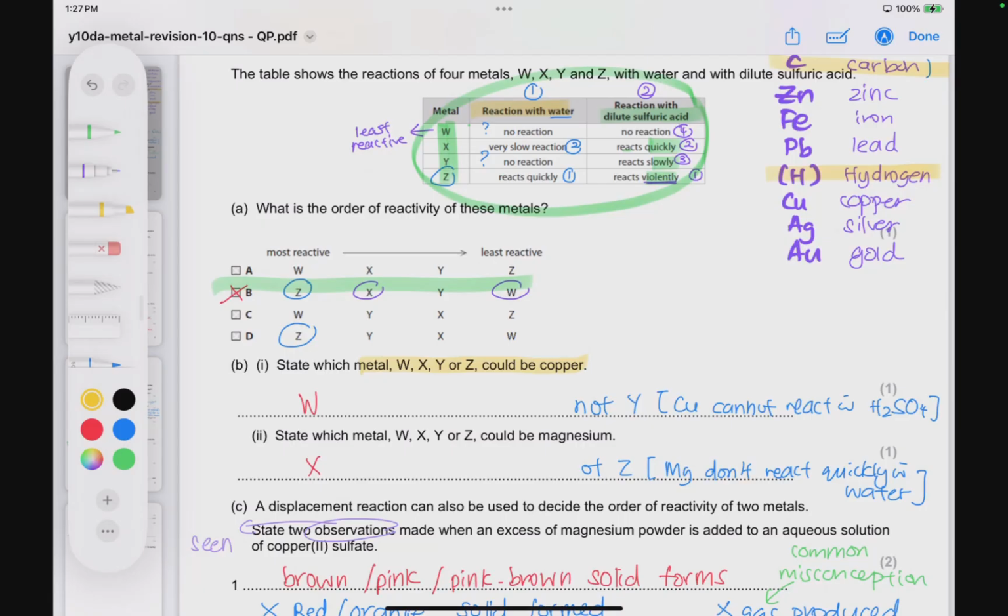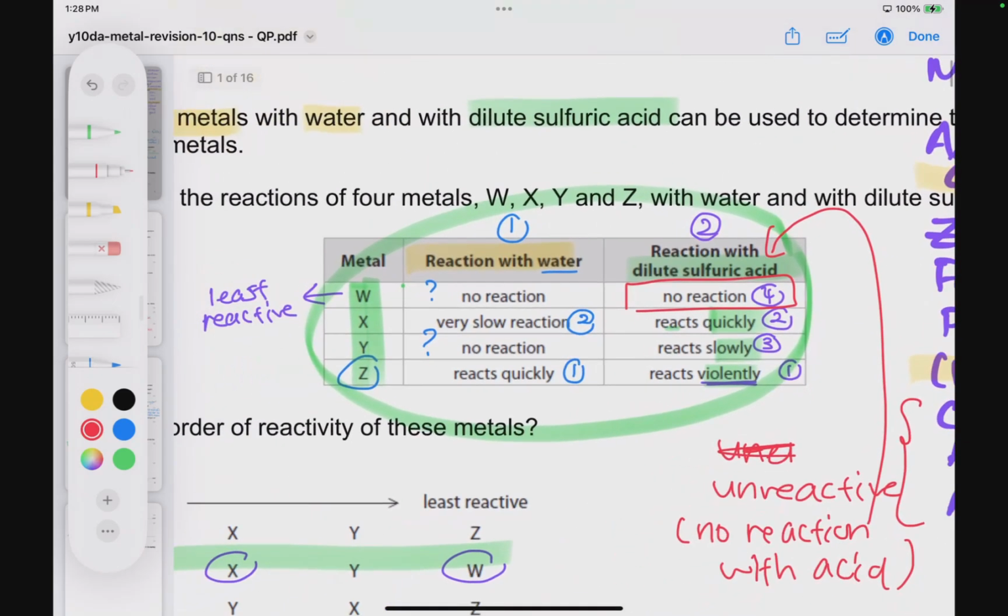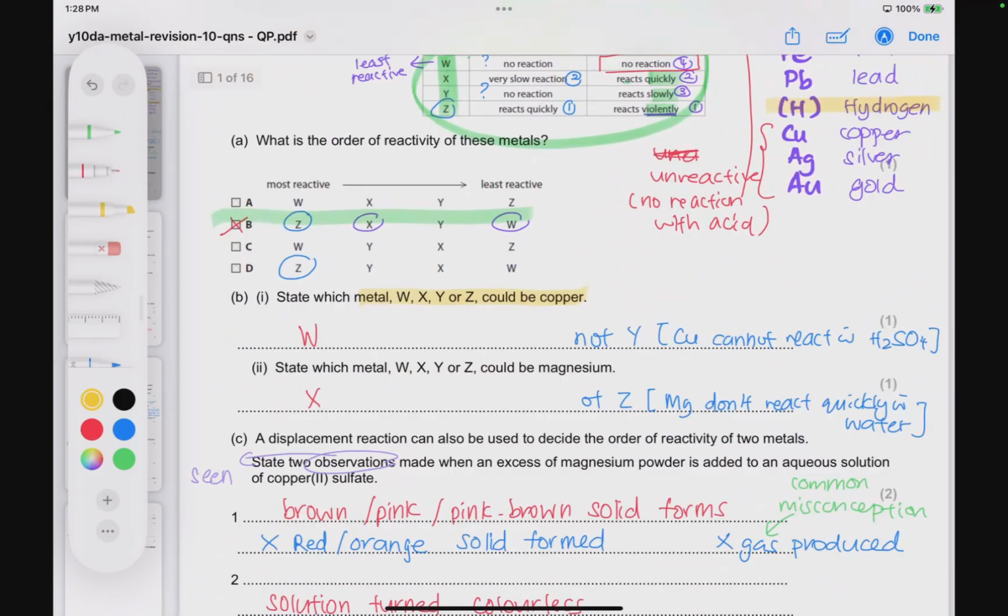Now, copper. If you take a look at the reactivity series over here, copper again is our unreactive metal. It's under H, so there's no reaction with acid. If you look at the acid column over here, the one that has no reaction with acid would be W. So W would be the answer for copper. Next, which metal could be magnesium?